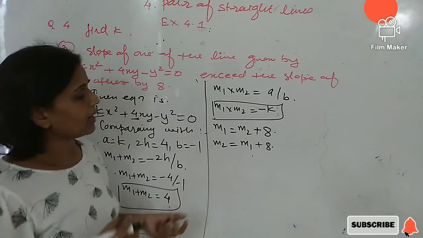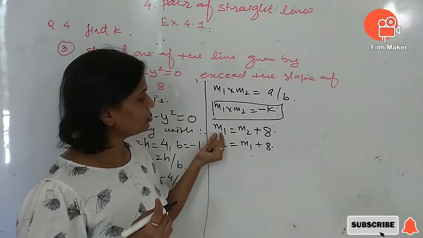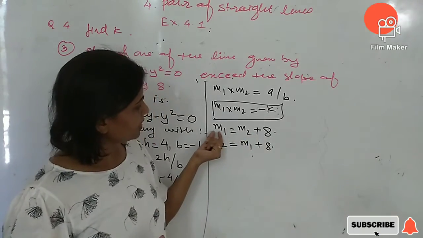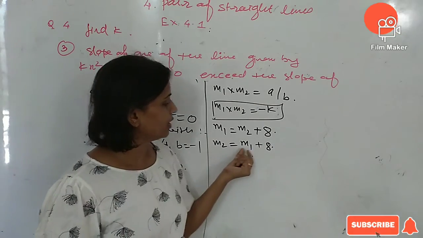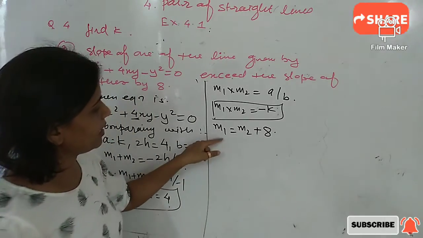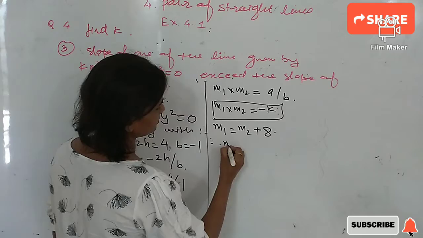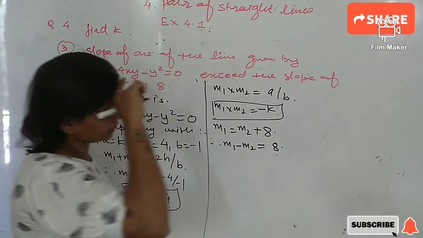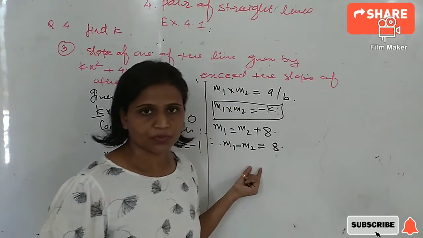So you can apply this condition to either m1 or m2. One of the slopes exceeds the other slope by 8. So m1 is equal to m2 plus 8, or you can apply m2 is equal to m1 plus 8. I am taking the first, m1 is equal to m2 plus 8. From this I get m1 minus m2 is equal to 8. So this is the difference between the slopes.